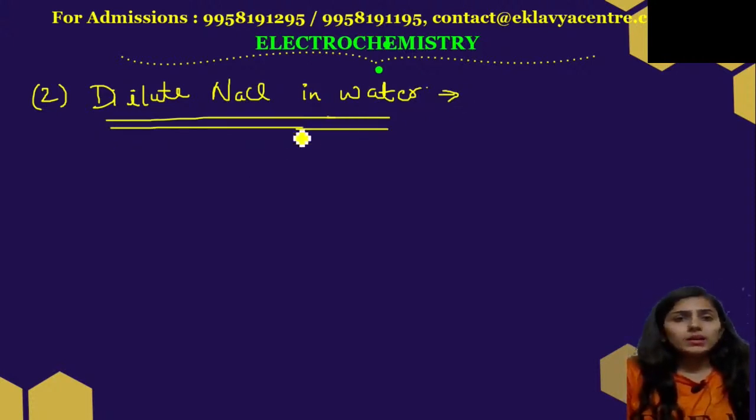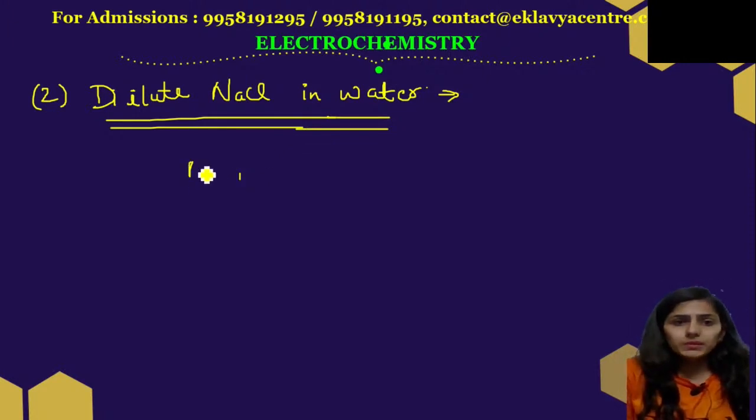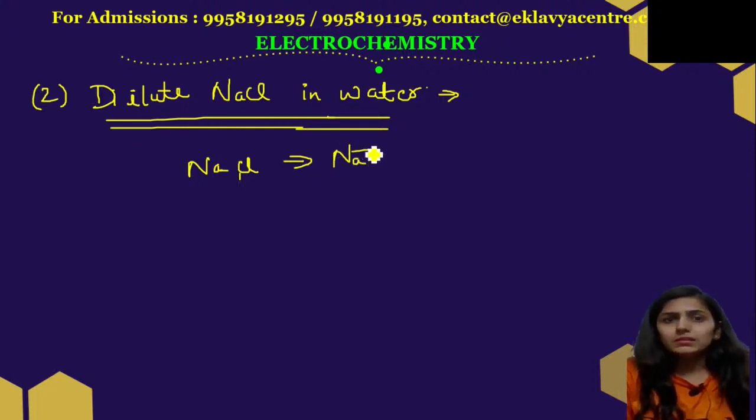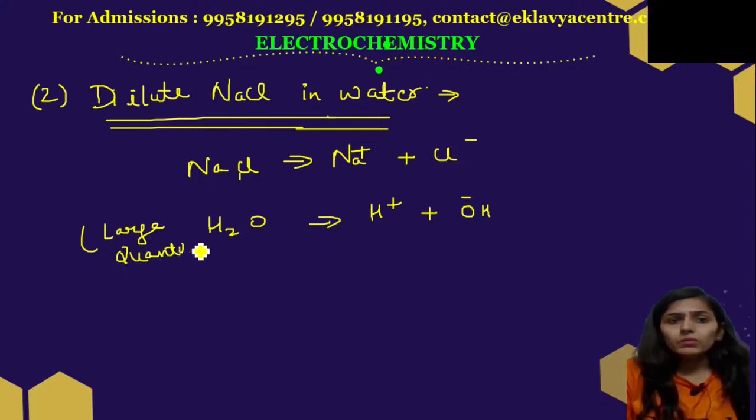Right, beta? Of course, if no electrode is mentioned, it means that we are going to take the inert electrode, that is platinum. So here what happens again? This NaCl will get dissociated into Na plus ion and Cl minus ion, and similarly this water gets dissociated into H plus ions and OH minus ions. So this is how the reactions are going to take place. But this time we have dilute NaCl in water, which means this water is present in excess, or we can say in large quantity.